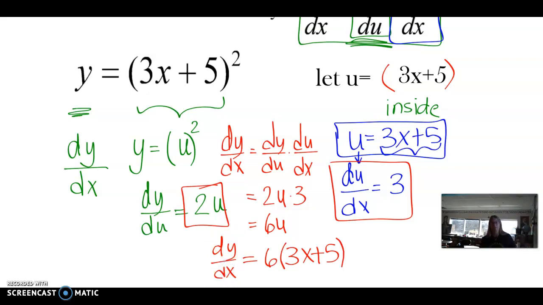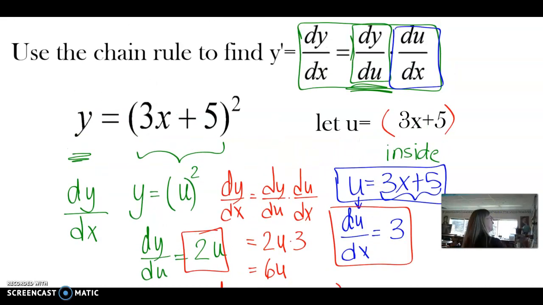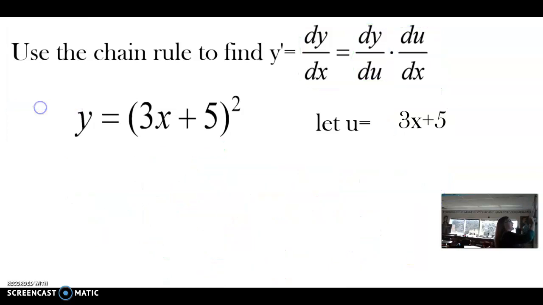Okay, I'm going to do this exact same problem with a different approach. And we're going to do the approach that we used the other day by just looking at the derivative of the outside, multiply that by the derivative of the inside.